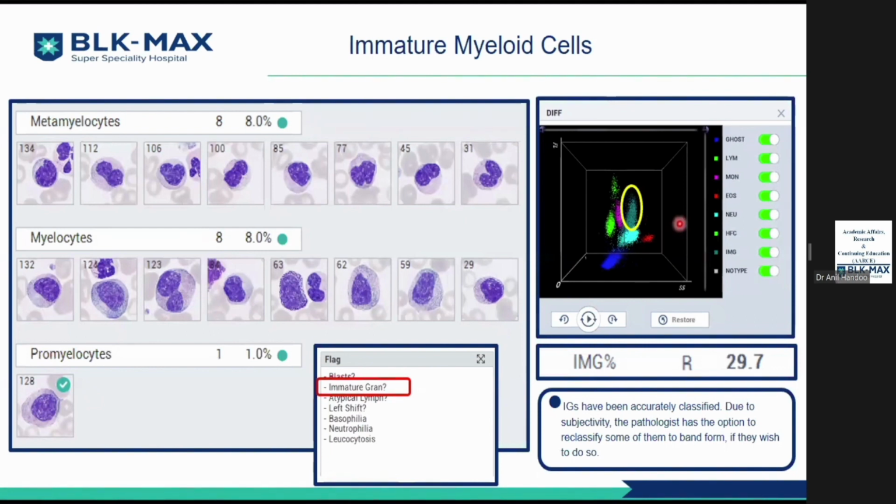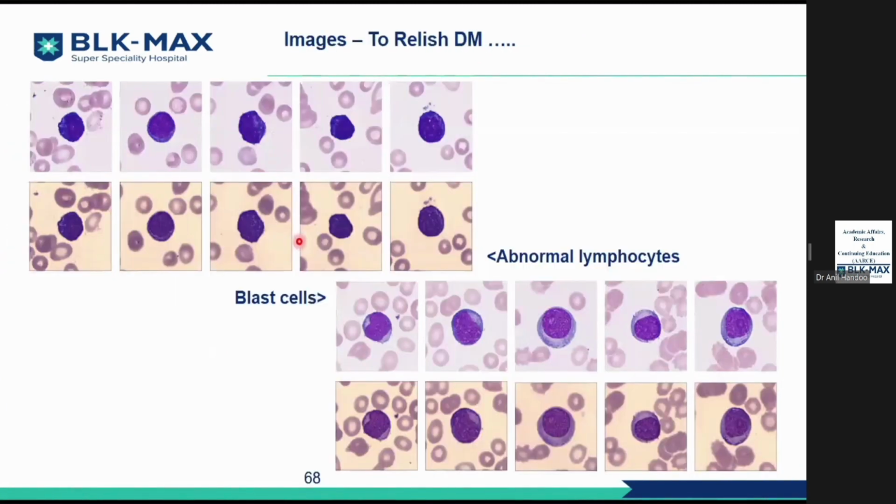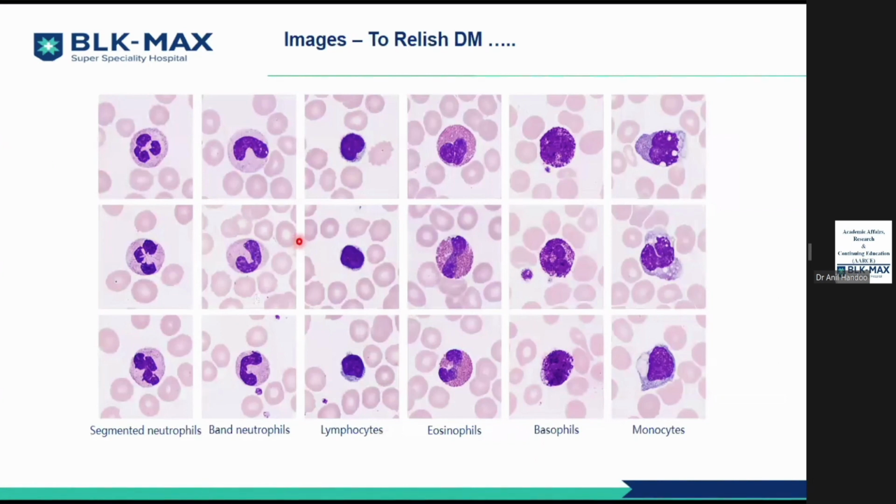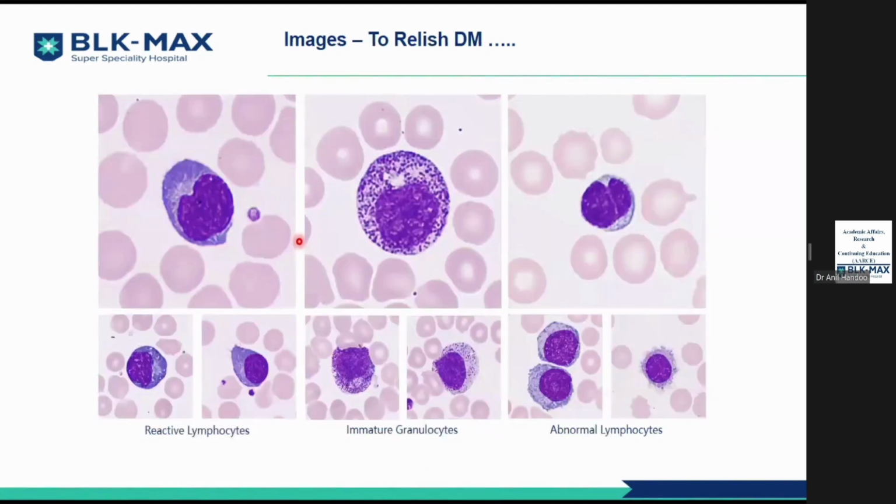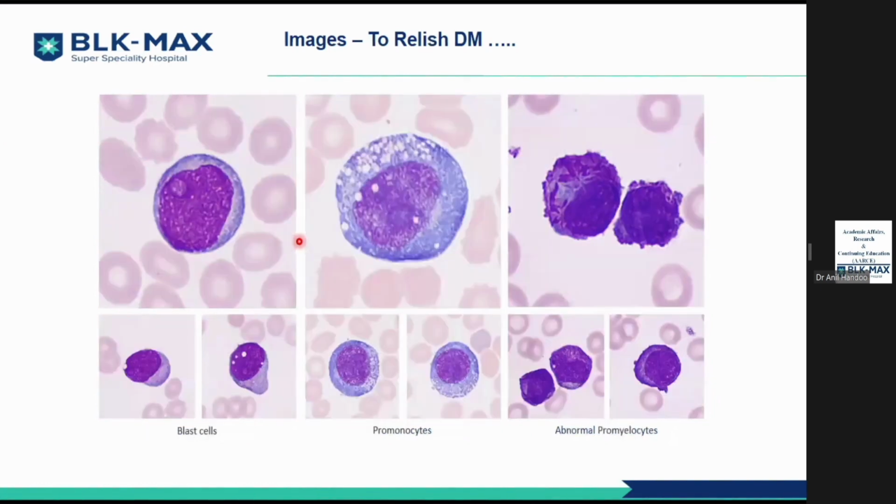So what we are able to do with the digital morphology platform is to actually get information which is useful for all of us. Just a few images of the abnormal lymphoid cells, some blasts, the lymphocytes, the granulocytes, whether the lymphocytes are there, whether the eosinophils, etc., they're all having different morphology. And this is something which we are able to appreciate from the hematology digital morphology analyzer.